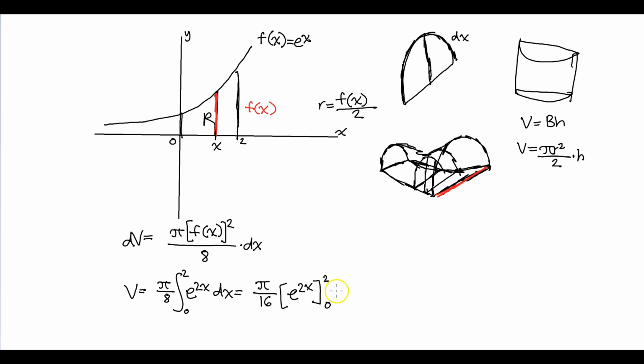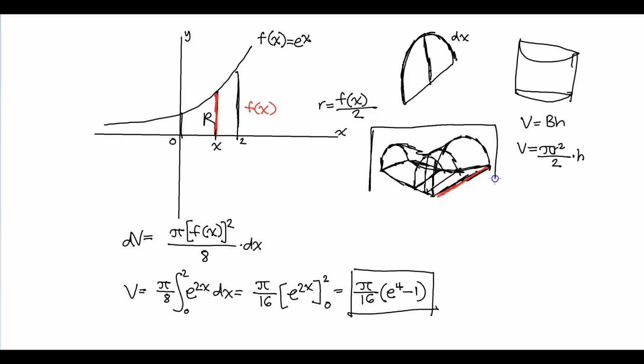Okay, so you just take this from 2 to 0. And what do we get? We get pi over 16 times e to the 4th minus 1. And that's the area, sorry, the volume of this solid that we just did. So the volume of this solid is exactly pi over 16 times e to the 4th minus 1.